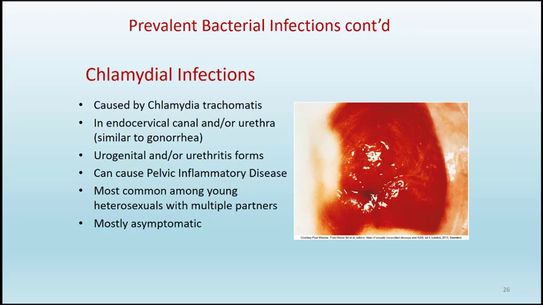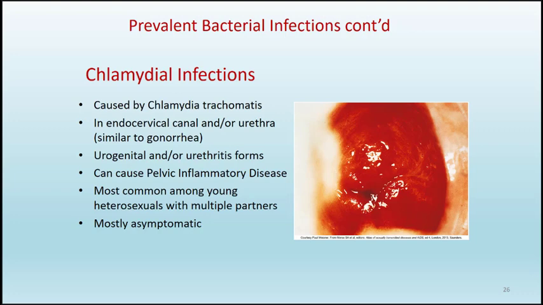Now, finally, in terms of the bacterial infections that cause STIs, we'll look at chlamydia. Chlamydia is caused by the bacteria Chlamydia trachomatis. It's similar to gonorrhea in that it affects the endocervical canal or the urethra. It can affect the urogenital region. It can lead to urethritis, a basic inflammation of the urethra that can lead to some urgency in these individuals, so they may not think much of it.